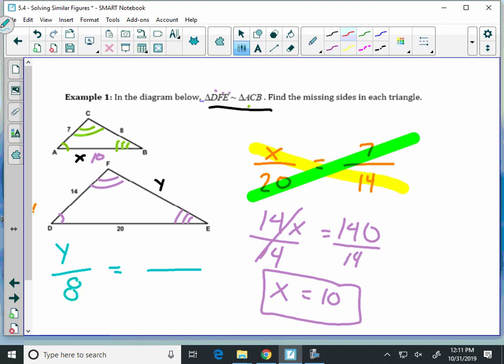This time around, when we made our fraction, we did the bottom over the top. We did big triangle over little triangle. Keep that same pattern. Give me another side in that big triangle. Doesn't matter. 20. Which side matches up with 20? 10, right? 10's in between 1 and 3. We didn't know that earlier, but now we know that that's 10, so we can use it. And again, we just cross multiply.